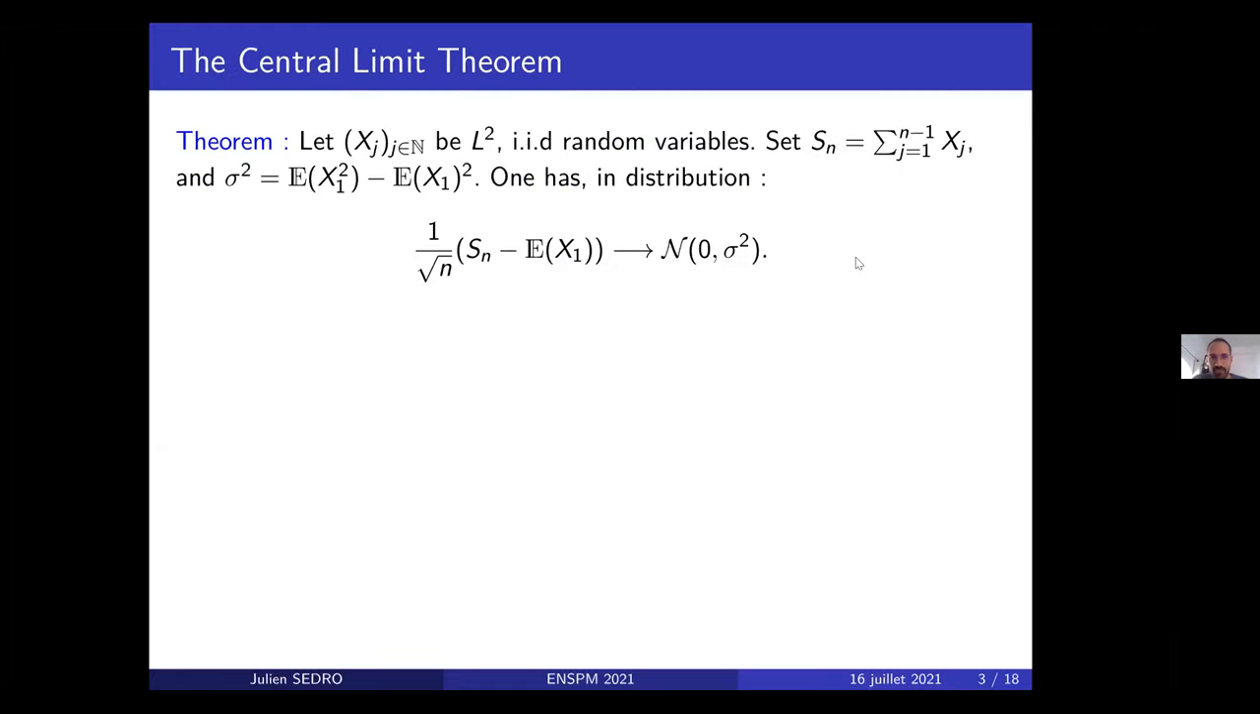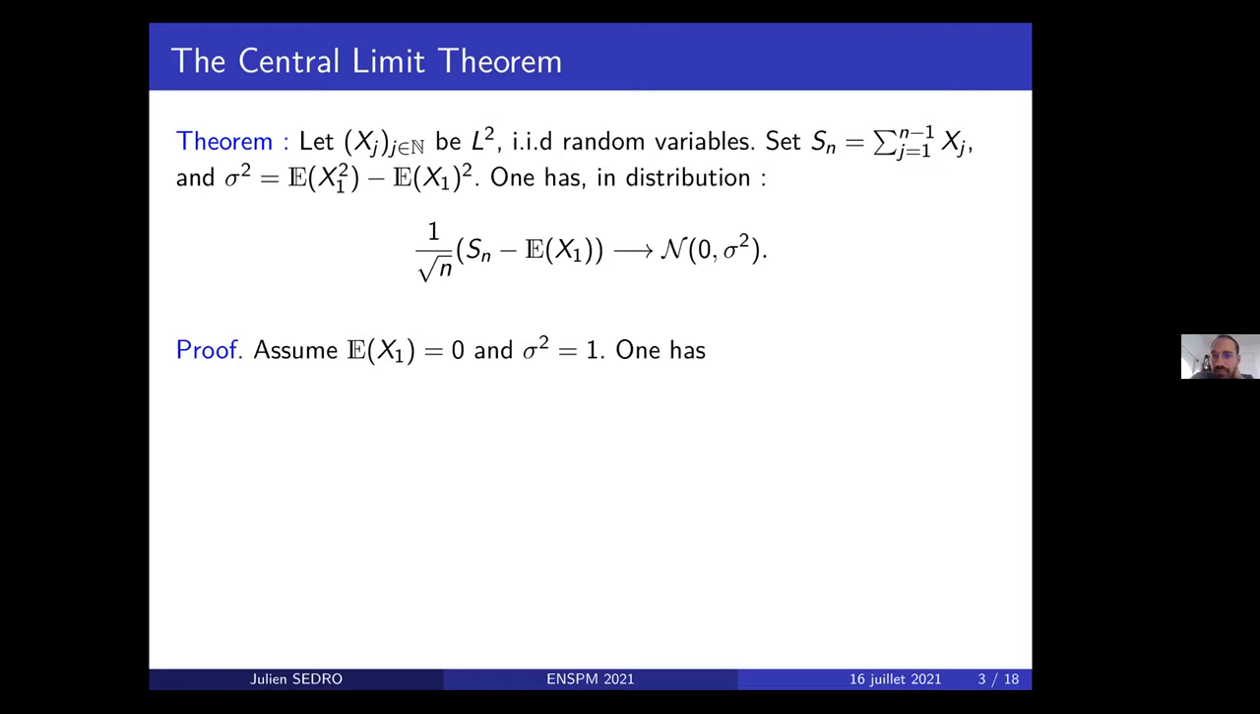So first, the central limit theorem that we all know and love. You take a sequence of IID L2 random variables, you look at the partial sum, you scale by square root of n, and in distribution, this goes to some Gaussian, which is centered in the way I wrote it, and which has variance sigma squared. So this is a very classical result, of course.